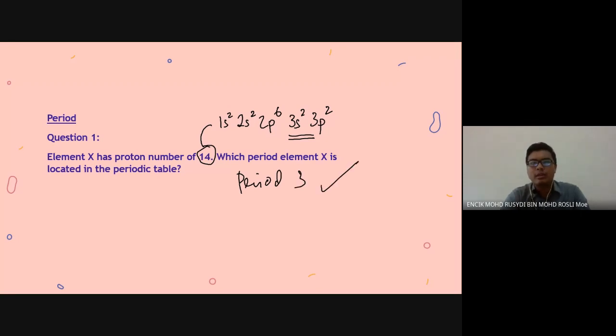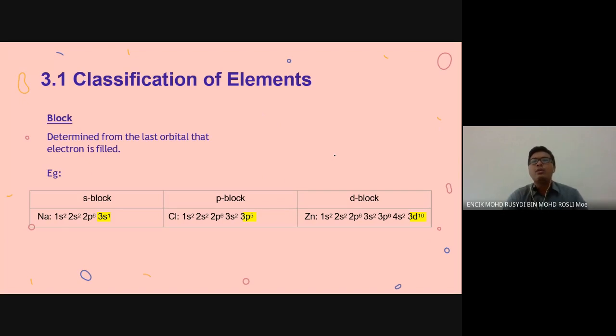Okay. So kita tengok kepada yang seterusnya pula. So after period, yang kedua tu senang ataupun termudah untuk kita tentukan dia punya location is the block of the element. So the block in the periodic table. It is just determined by the last orbital that electron is filled. So electron tu bila kita buat electronic configuration, dia last kali terisi di orbital apa. That will determine the block of that element.